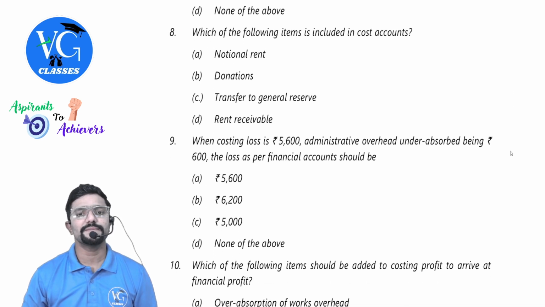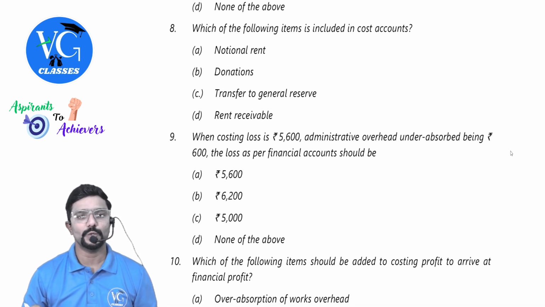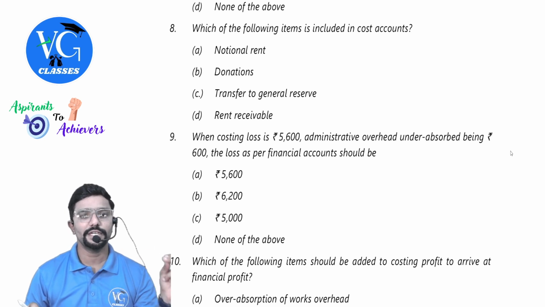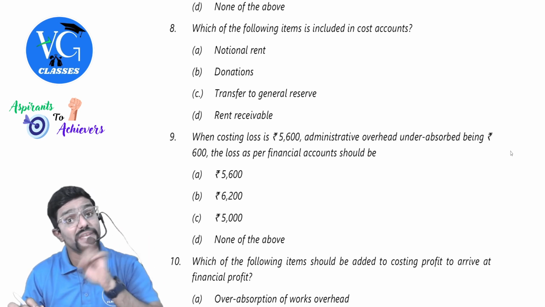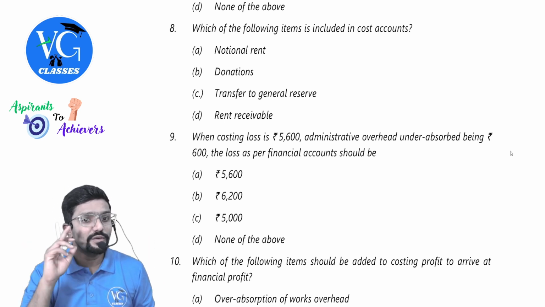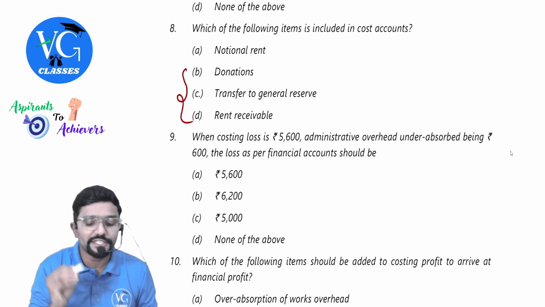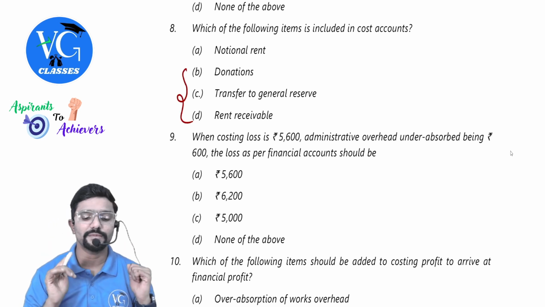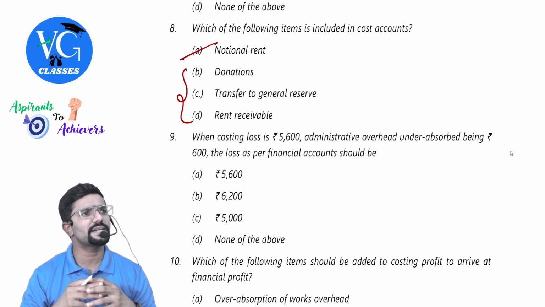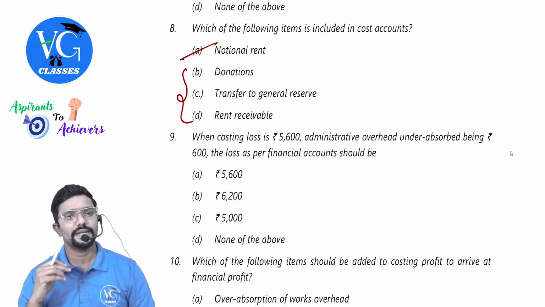Which of the following items is included in cost accounts? Notional rent, donation, transfer to general reserve, rent receivable. Please be careful. Guys, these three are pure financial items. So that means notional rent, can it be considered in cost books? Yes, so it can be.